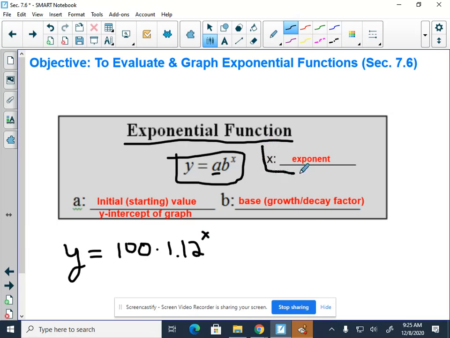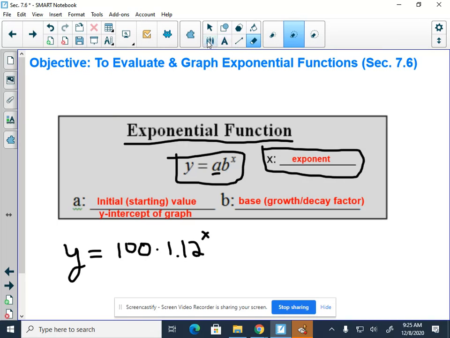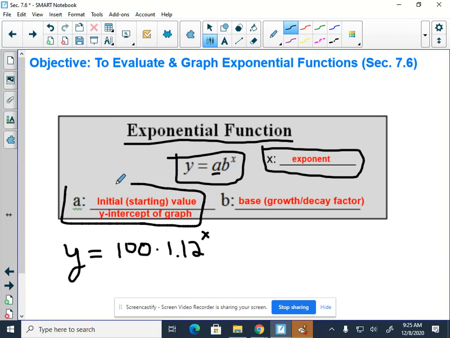Now the exponent, as you write this, if you're watching at home, you may need to pause this, but the exponent is x. It's the number up in the air. We just got done dealing with exponents. X to the 7th, 7 is the exponent. But in this case, x is the exponent. Then a is the initial or the starting value or the y-intercept of the graph. So if I said, what did we start with? We started with 100. So an example could be we start with $100 and we invest it in some stock.